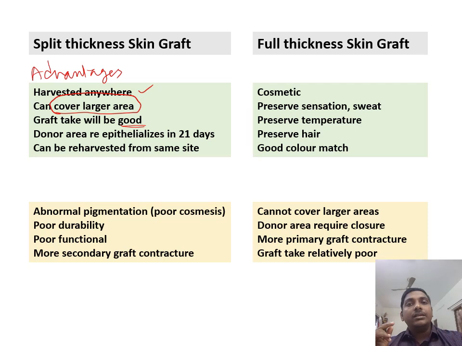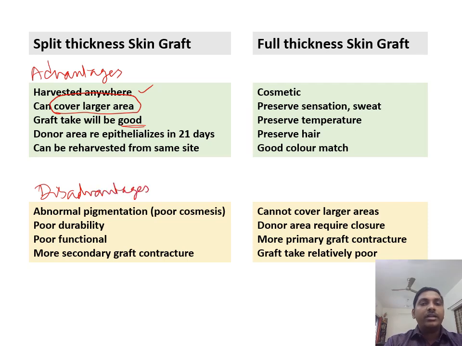When you look at the disadvantages, the split thickness skin graft does not have any appendages like sweat glands, sebaceous glands, nerves, blood vessels, etc. So they cannot preserve sensation, so they are not functional. Plus, there is the most prominent secondary graft contracture, and we should know about secondary graft contracture.